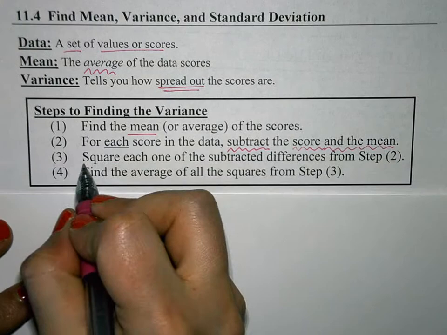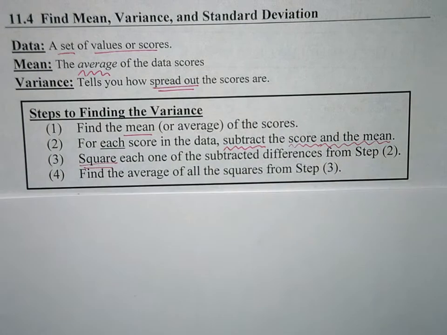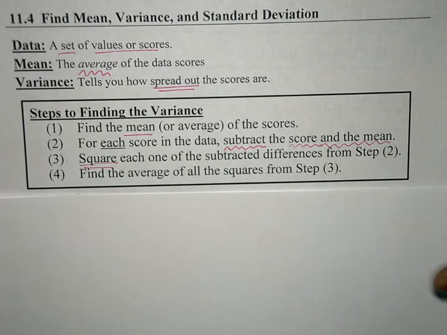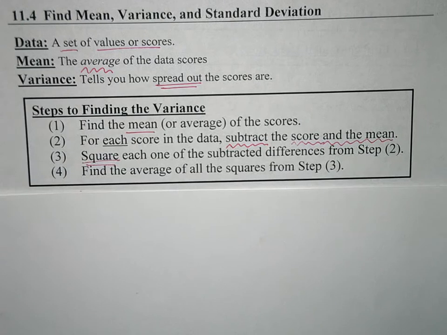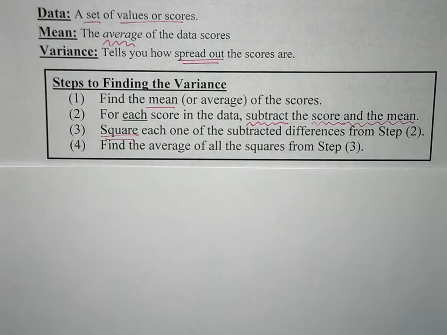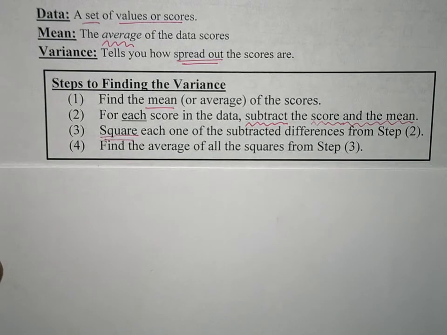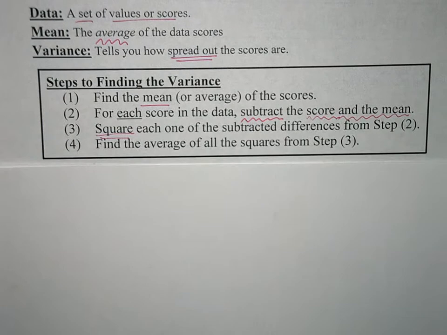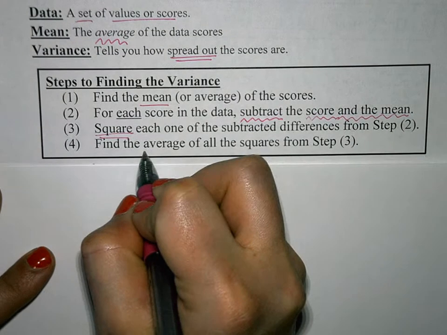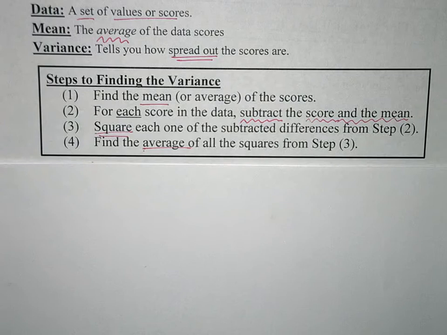Then you are going to square each one of the subtracted differences from step 2. So the order that you subtract really doesn't matter because you're going to end up squaring them anyway, which always makes it positive. And then the last thing you're going to do is find the mean or the average of all of the squares, and that is going to be your variance. So make sure everybody gets all of these written down.